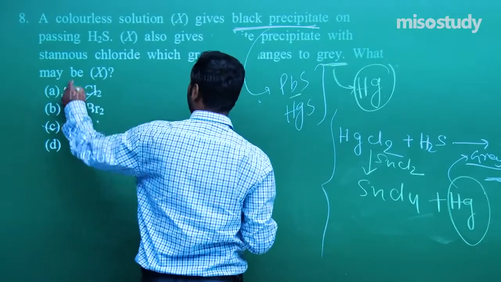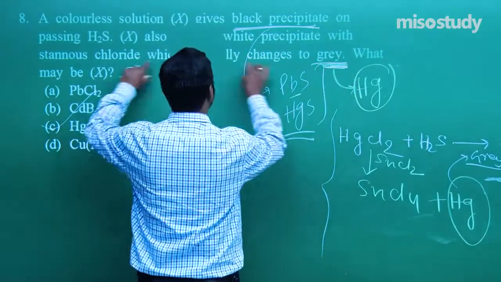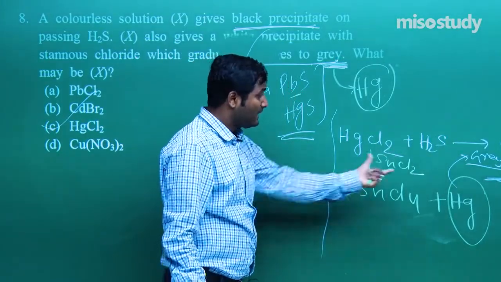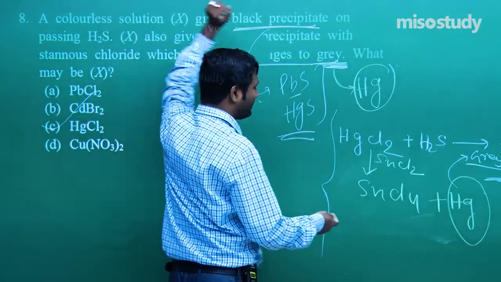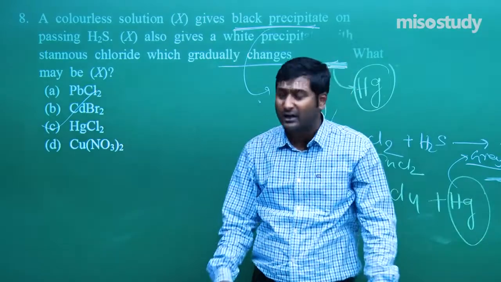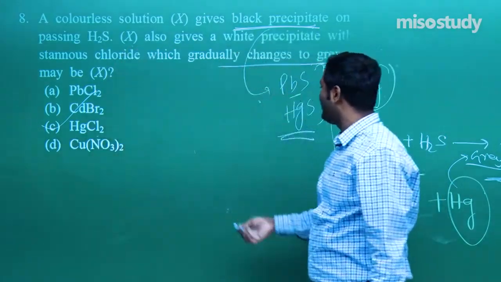So we can assume here, but generally here is Pb, and here after writing the next one, that is gray in color. Which one is gray? Not Pb, not Cu, and gray is Hg. So X is definitely the product of Hg, mercury. Now which one is the product of mercury? Sir, HgCl2. So X is definitely HgCl2.